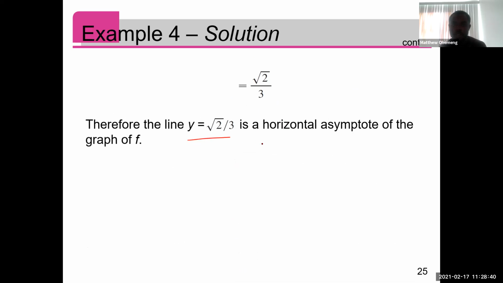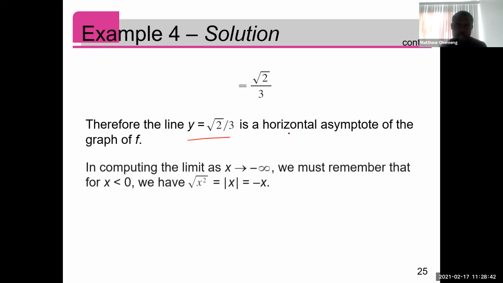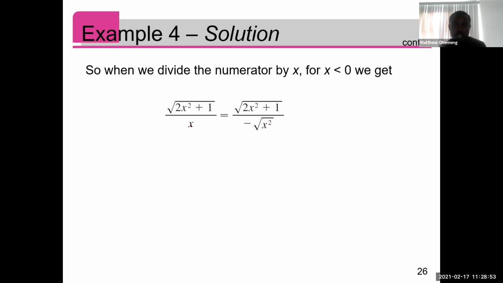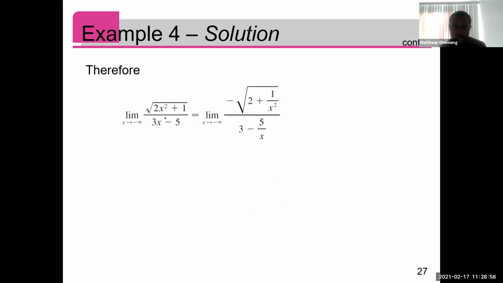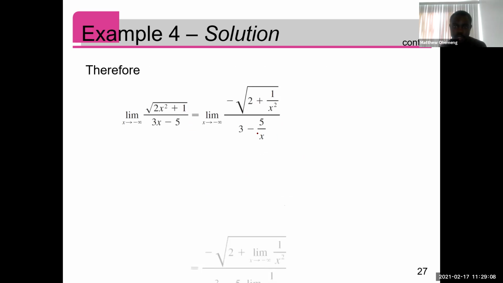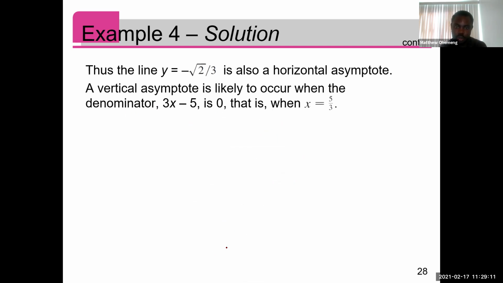Square root of 2 over 3 is a horizontal asymptote of the graph. On the other hand, you also need to remember that if it's approaching negative infinity, then the square root of this is negative x. So as you approach negative infinity, the x here is not just x, it has to be negative square root of x squared, just like I explained. So everything reduces to this, which gives us the final answer. So we conclude that y equal to negative square root of 2 over 3 is also a horizontal asymptote.